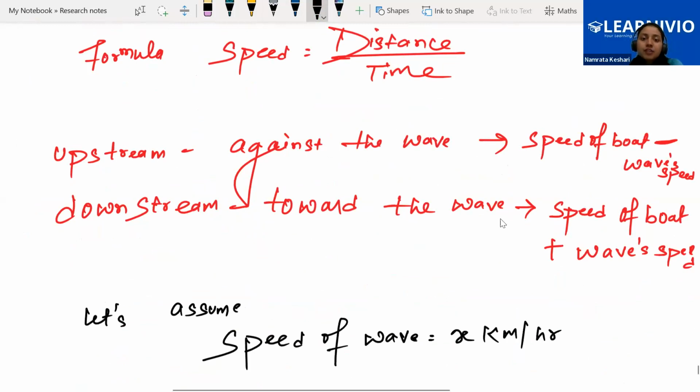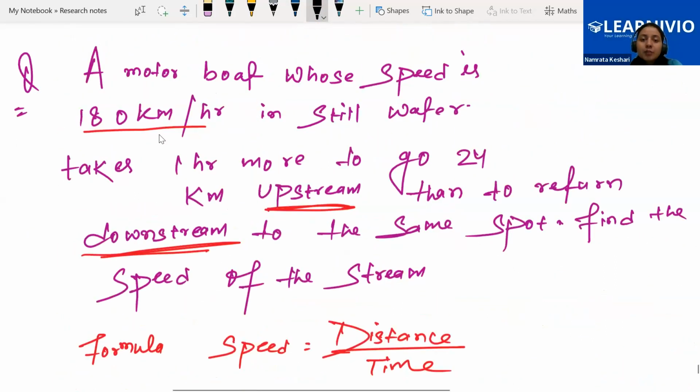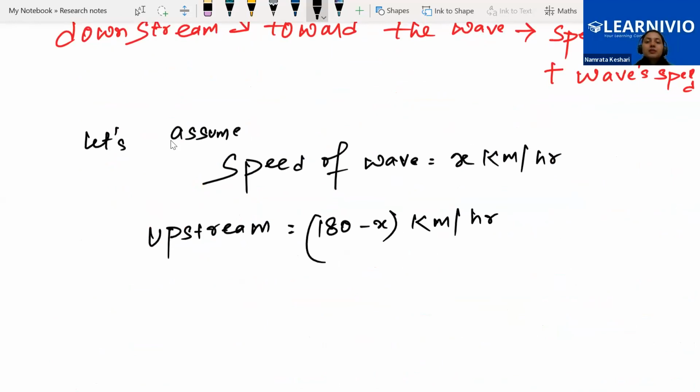When we are talking about upstream, it will be the given speed 180 kilometer per hour minus x. It will be 180 minus x. This will be the speed which is going to work on the boat. And when we are talking about downstream for our question, it will be 180 plus x.